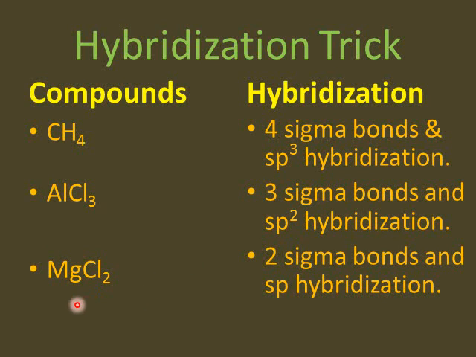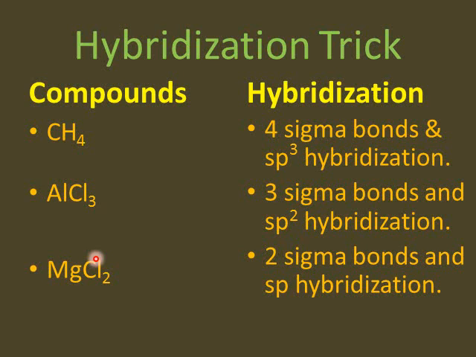Now magnesium chloride. In magnesium chloride, magnesium belongs to group number 2. So how many electrons are in its valence shell? It has 2 electrons. Here magnesium is the central atom, so we have to consider magnesium for hybridization. It has 2 electrons in its valence shell and these 2 electrons will form bonds with 2 atoms of chlorine.